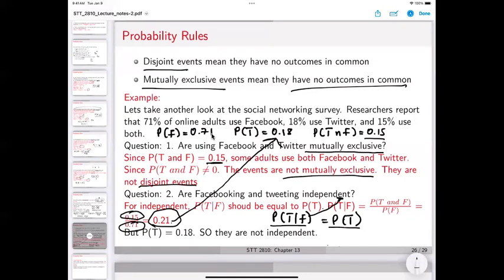So know how to verify if events are mutually exclusive, disjoint, and independent.